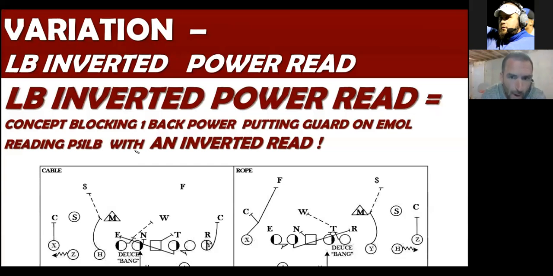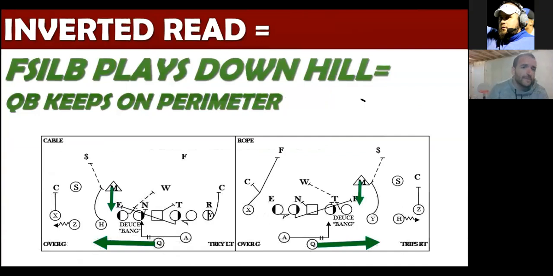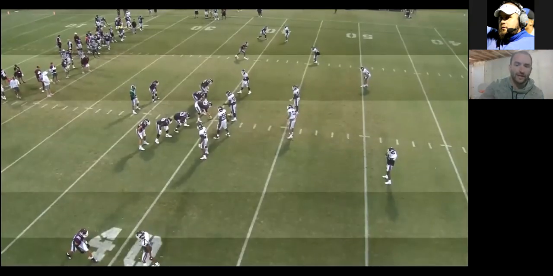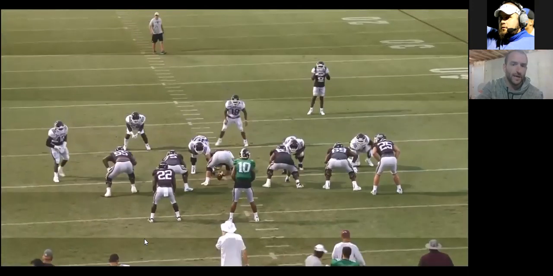It's a concept, again, with one back power, putting the guard on the end man line of scrimmage and reading the play side inside backer with an inverted read. What I mean by inverted read is that if the play side linebacker plays downhill, as you see in this picture, the quarterback will now be the perimeter option. The tailback is running his cross plant footwork that we talked about earlier, and he's running the power course. If the play side inside linebacker plays wide and gets in a crossover run, the running back will now get the ball on the power. Take a look at it here.